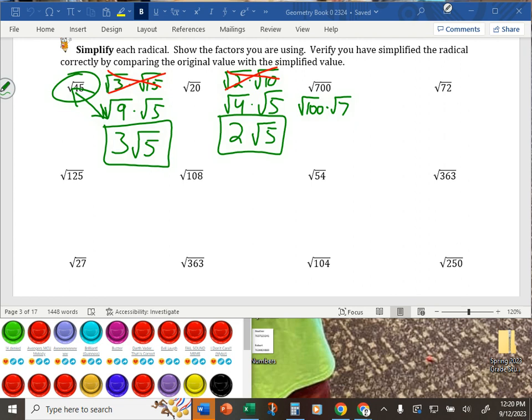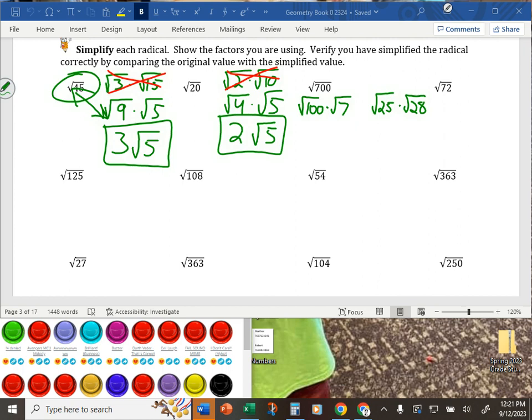How many times does 25 go into 700? Too many. 28 times. So we could use the root of 25 times the root of 28, because that does have a perfect square factor. What else could we use? There's one other pair. 50 is not a perfect square. 20. 20 is not a perfect square.